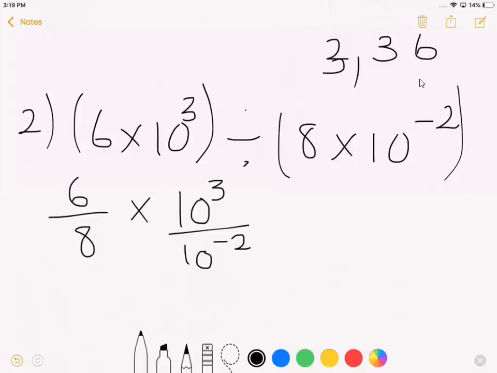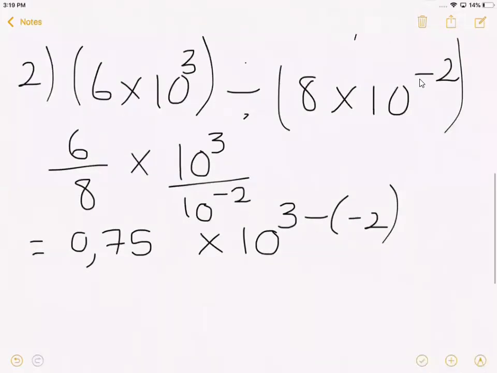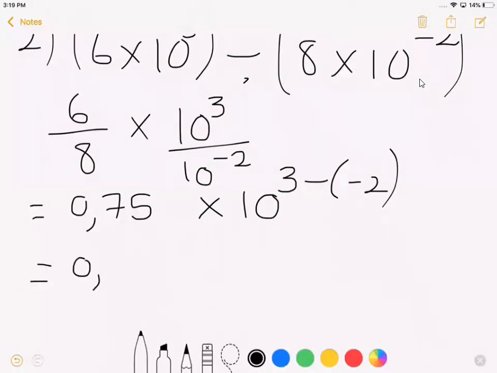But what is 6 divided by 8? You get 0,75 multiplied by 10 to the power of 3 minus 2. Why are we having two minuses? One minus because we are dividing, and the other minus because it's to the power of minus 2, which is going to be 0,75 multiplied by 10 to the power of what? To the power of 5.